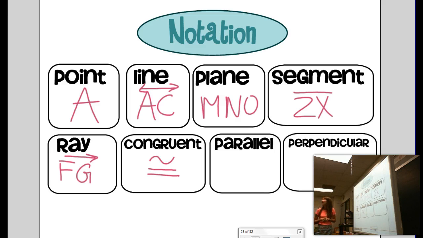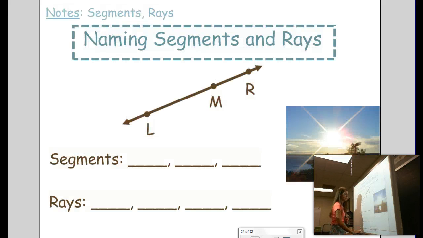How do I show parallel? Bars, lines, whatever you want to call them. Perfect. And perpendicular is an upside down capital letter T. Awesome. Okay, we are on your next page of notes.